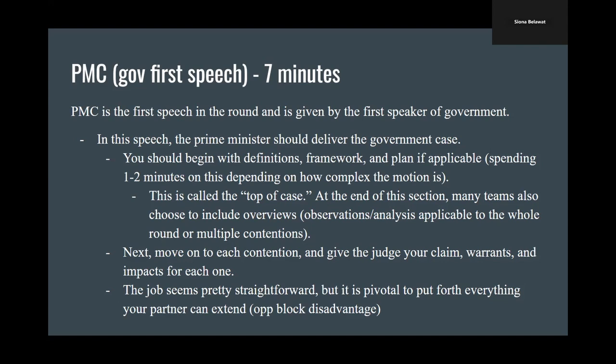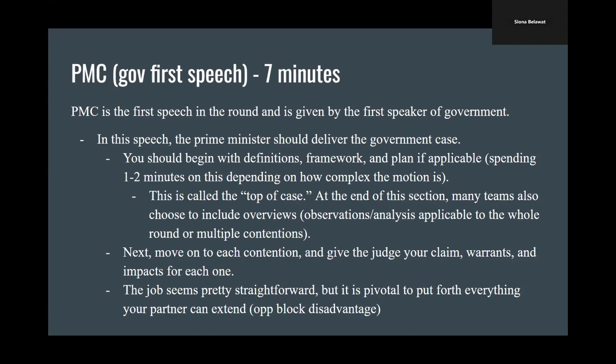It should help your case. It should not just be an arbitrary, yeah, so here's the Google definition I picked up. No, it should be something that crystallizes the round, sets a good start to the round, and encompasses everything that you're going to be speaking about. Your contentions.